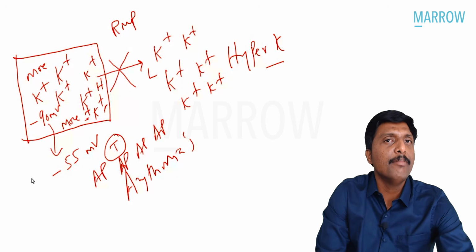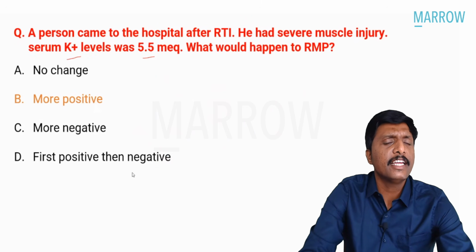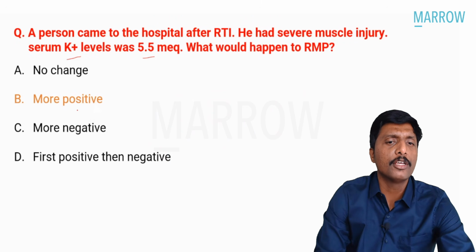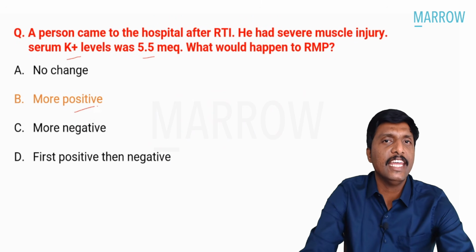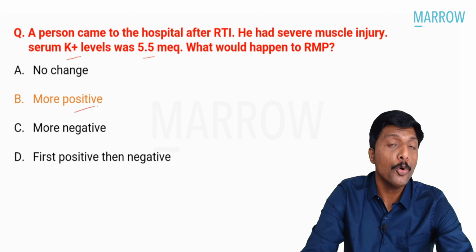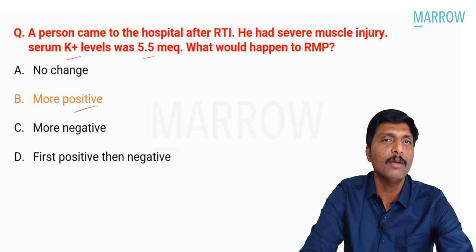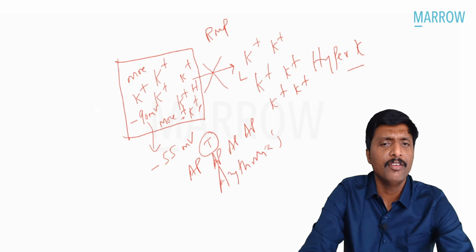So that is the basic physiology concept they asked here. We now know the clear-cut answer. The inside becomes more positive in hyperkalemia. The opposite is true for hypokalemia. Here it is hyperkalemia, the inside becomes more positive. Simple. We know the logic now, very important.